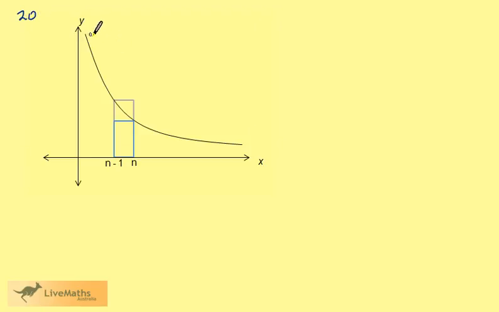Question 20. We're told this is the curve y is 1 over x, and we can see that we have a rectangle below and a rectangle above between n minus 1 and n. We're asked to use the diagram to show that e to the negative n over n minus 1 would be less than 1 take away 1 over n to the n, which is less than e to the negative 1.